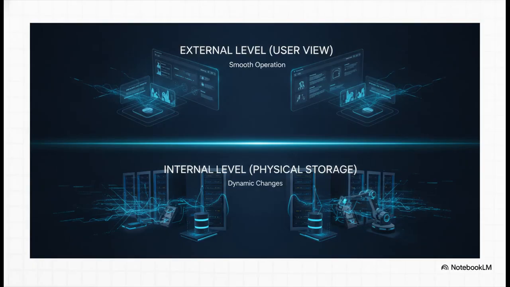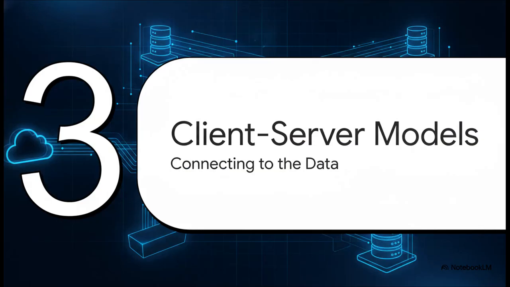So, why do we do this? Well, the crucial point of this separation is a concept called logical data independence. But what does that mean in plain English? Basically, it means a DBA can go in, swap out hard drives, move files around, or completely reorganize the physical internal schema, and the end user up at the external level won't notice a single glitch. Their view remains perfectly intact. It's pretty brilliant.